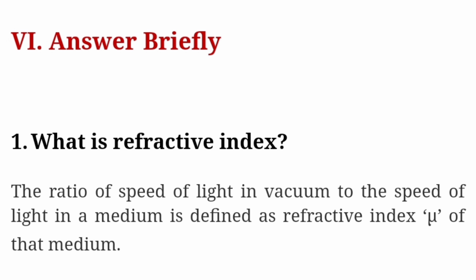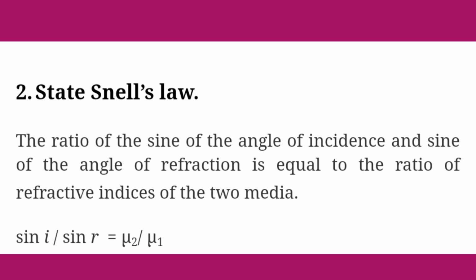The ratio of speed of light in vacuum to the speed of light in a medium is defined as refractive index μ of that medium. Second question, state Snell's law. Answer, the ratio of the sine of the angle of incidence and sine of the angle of refraction is equal to the ratio of refractive indices of the two media. Sin i by sin r is equal to μ2 by μ1.